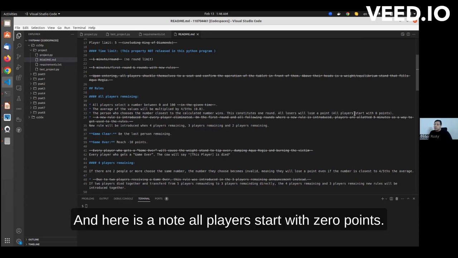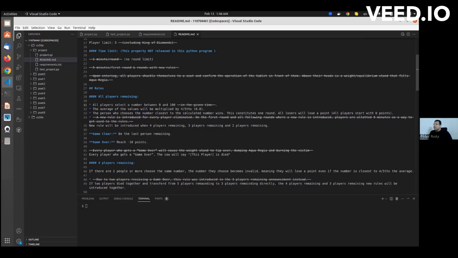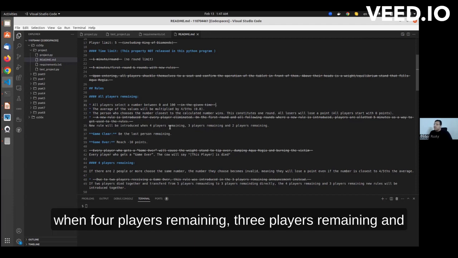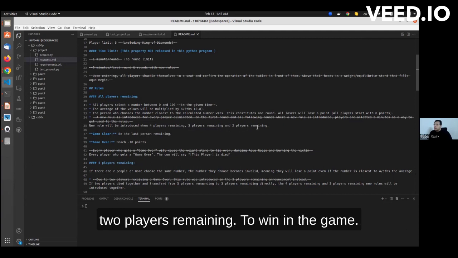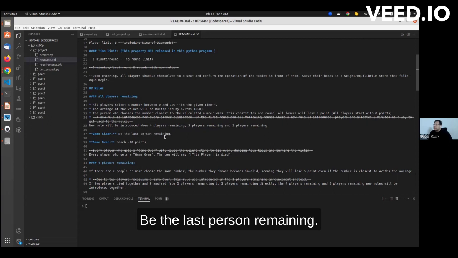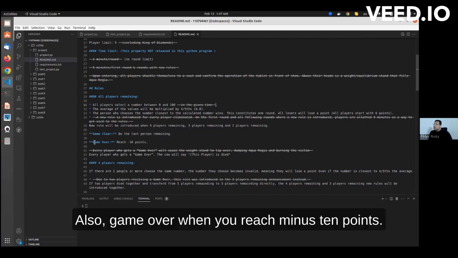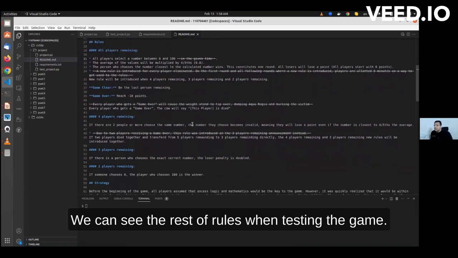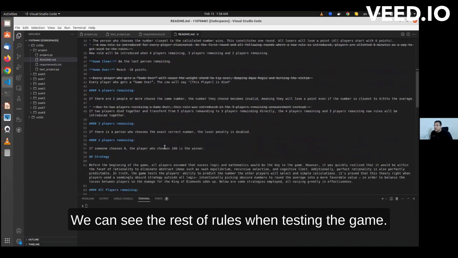And here is a note: all players start with 0 points. Also, a new rule will be introduced when 4 players remain, 3 players remain, and 2 players remain. To win the game, be the last person remaining. Also, game over when you reach minus 10 points. We can see the rest of the rules when testing the game.